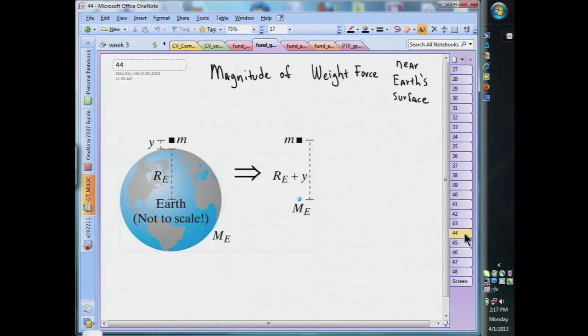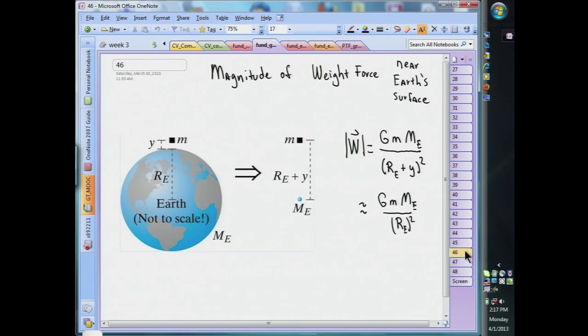One final note. Newton's universal law of gravitation can be used to find the weight force of an object near the Earth's surface. For an object that is at height y above the Earth's surface, the magnitude of the weight force is just the gravitational force on the object due to the Earth, which is given by big G times the product of the mass of the object and the mass of the Earth, divided by the square of the distance from the center of the object to the center of the Earth, where that distance is just the sum of the height and the Earth's radius.